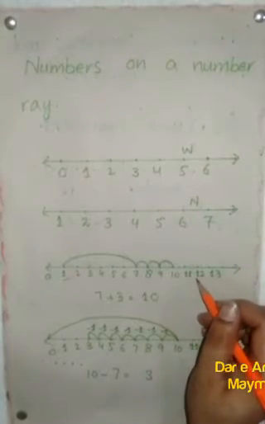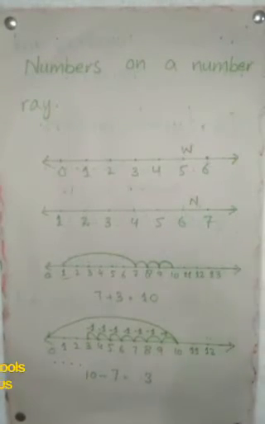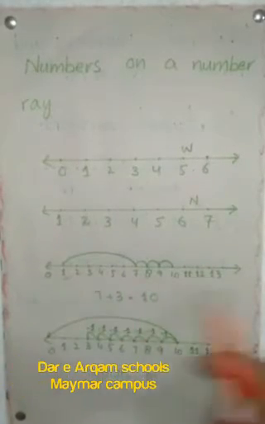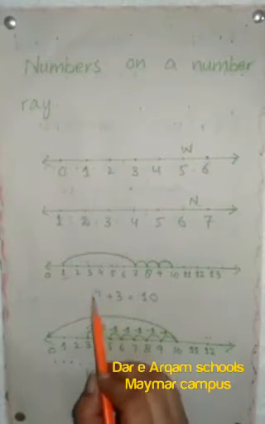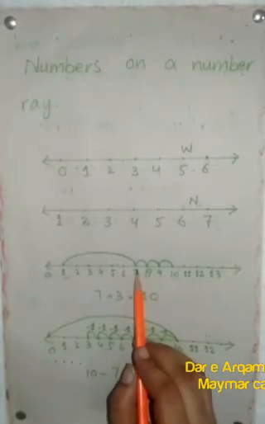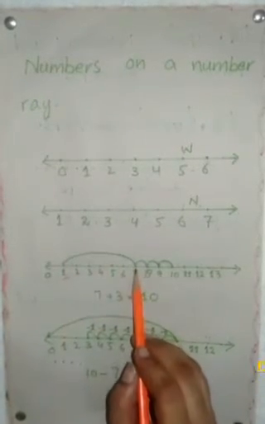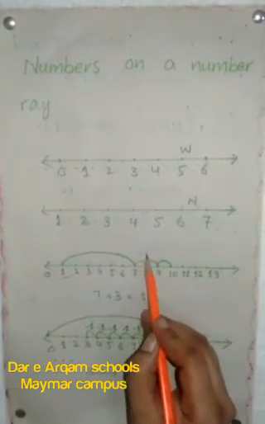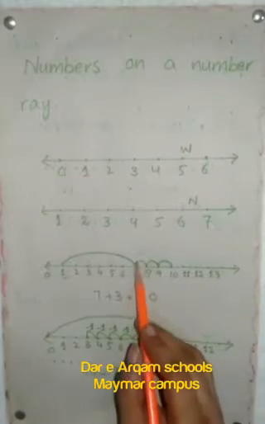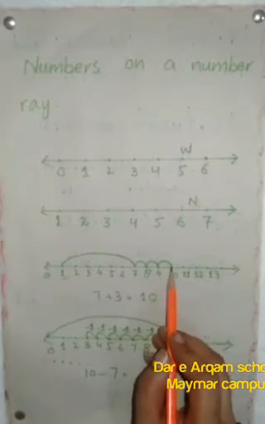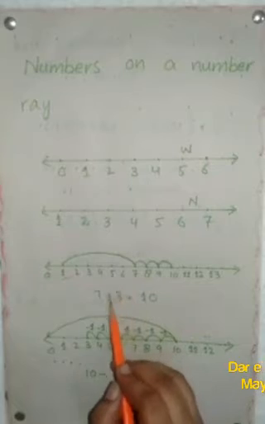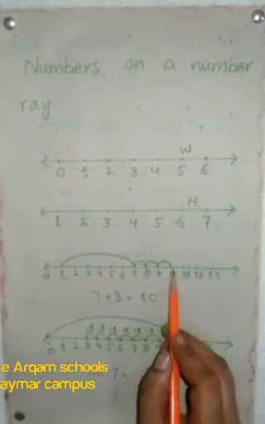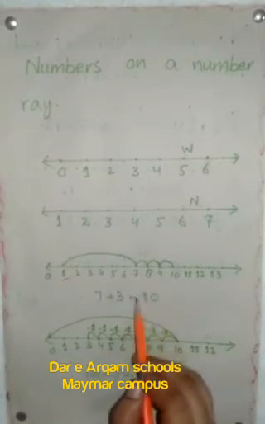For addition, we always move forward or on our right hand side. For example, here we have a question 7 plus 3. First digit is 7, so we have here marked till 7. And for 3 more addition, we will move forward or towards right hand side. 1, 2, 3 points forward, because we have to add 3. So we move 3 points forward to make it 10. Here we have the answer of our question, which is 10.